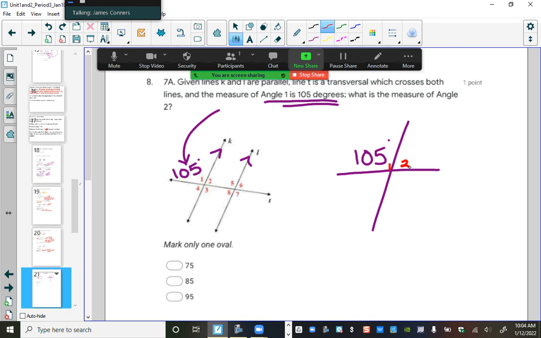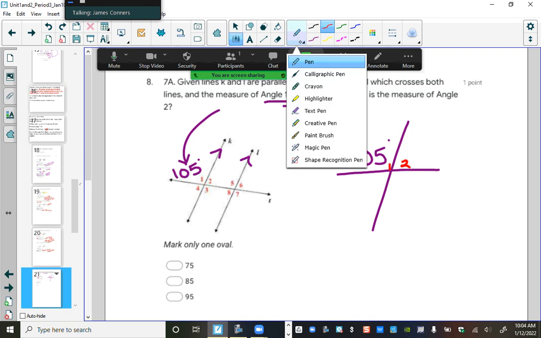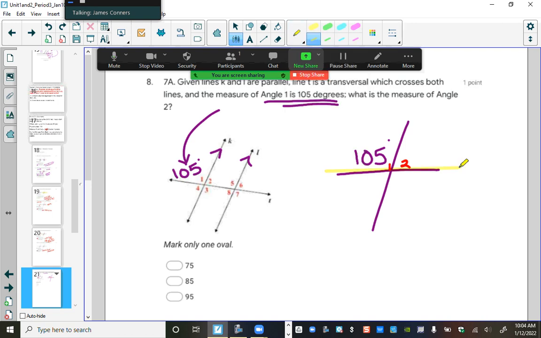So, remember, what type of line is being formed here?